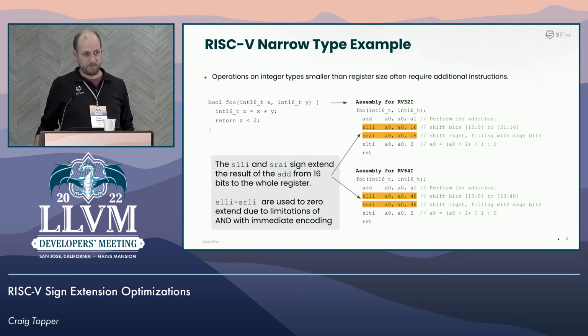Since RISC-V was designed for simplicity, there are no dedicated instructions for doing this sign extend, so we have to do this two-instruction shift sequence. And the only difference between the two sequences is how many bits you need to shift to get this bit 15 to the MSB of the register.